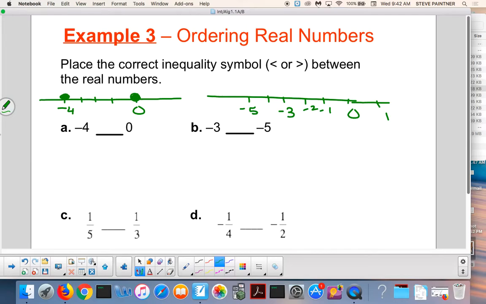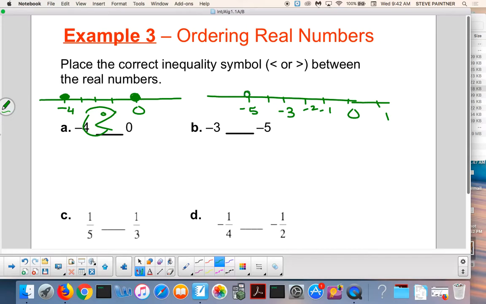0 is bigger, but they started with -4. -4 is what? Smaller or bigger? Smaller. And because it's smaller, it points at the smaller number. Remember? Pac-Man eats the bigger number. 0 is bigger than -4. Okay? Move on.